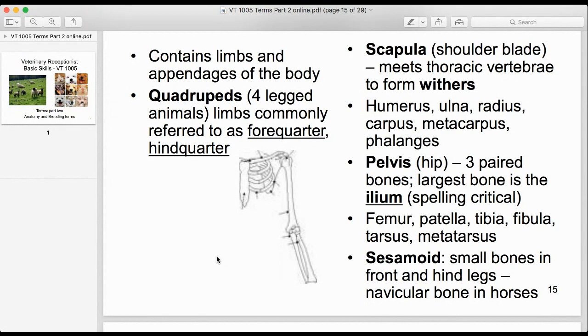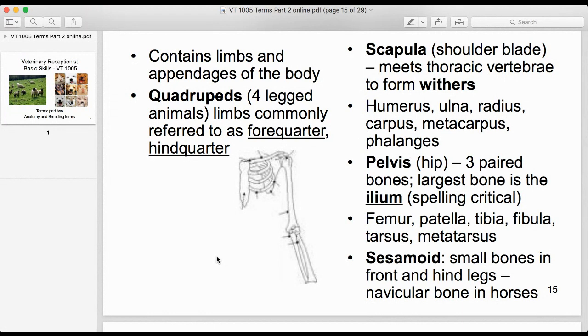And we'll see that it's different when it refers to the small intestine. So spelling is critical, or you may misspell that in a medical record and somebody will start prepping an animal for surgery in the wrong area. The hind leg bones include the femur, patella, tibia, fibula, tarsus, and metatarsus.